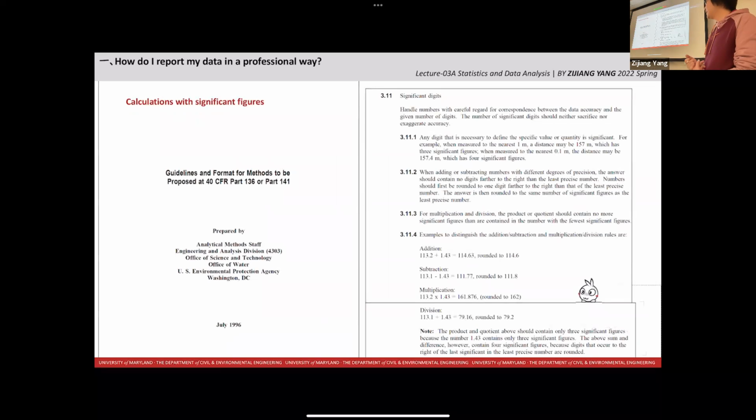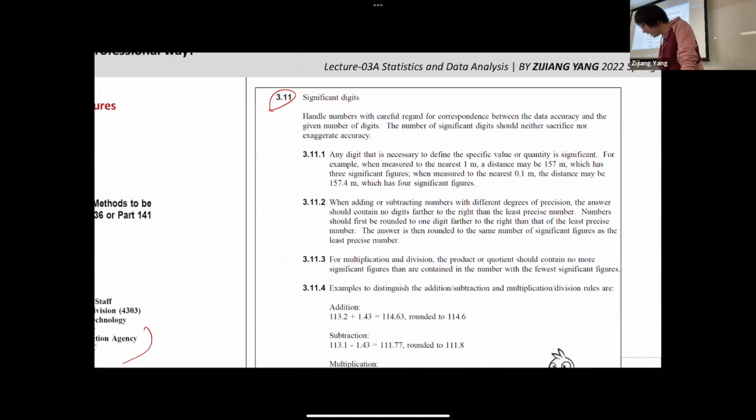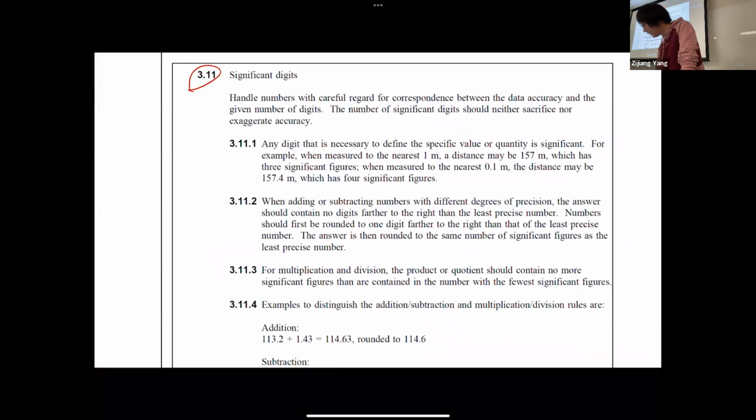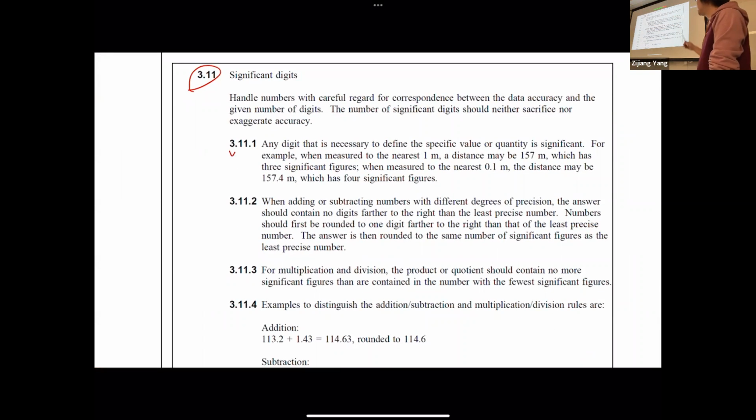But when we have the data for most of the situations, we will do some calculations based on our data. So it comes with the calculation with significant figures. And here I found a government or regulatory document, which is, I think, from the EPA. And here it provides some of the rules. I'm not going to read the first one. You guys can take a look at it when I upload the slides.